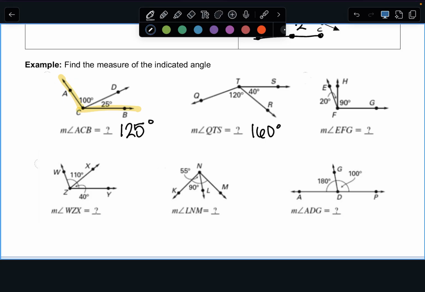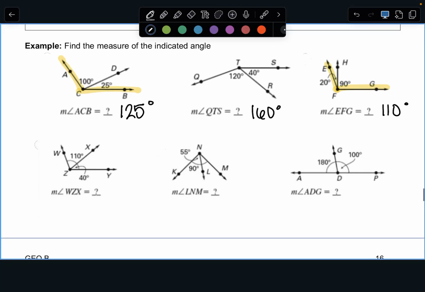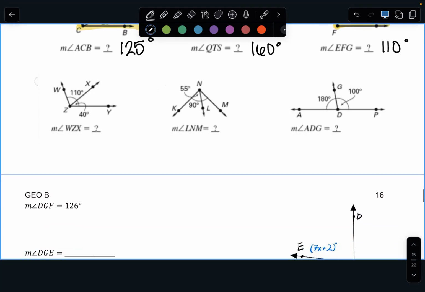The next one, what two numbers should we add? 20 and 90 to get this big angle. And yeah, we get 110. Anytime you see a little arc like this, that's referring to the whole angle. And that whole angle has the measure 110 degrees.